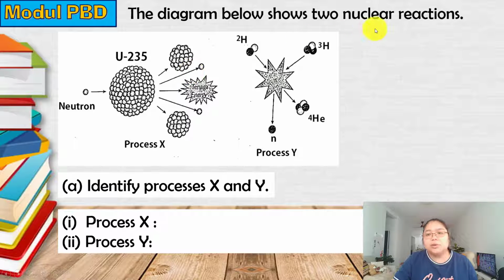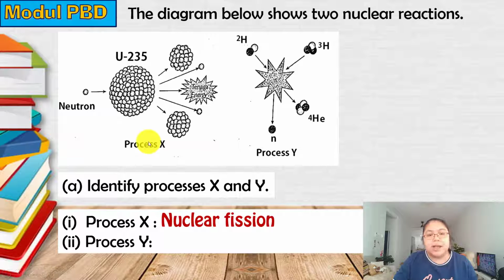The diagram shows two nuclear reactions. First, process X. You can see the uranium: the neutron hits the uranium, then produces two lighter nuclei and also energy. Second process, they combine. Hydrogen and another hydrogen-3 join together and combine. After that they produce a neutron, and then a bigger nucleus is produced. So now it asks you to identify what process X and Y are. The answer for X is nuclear fission.